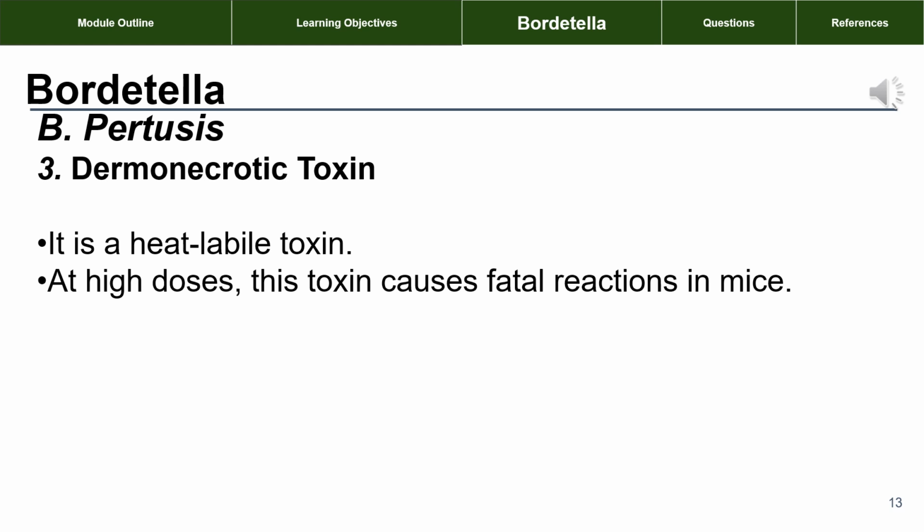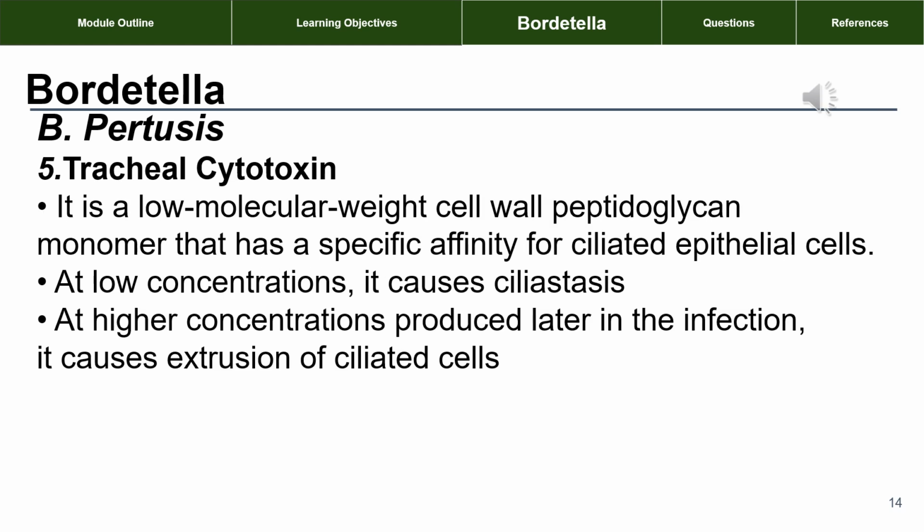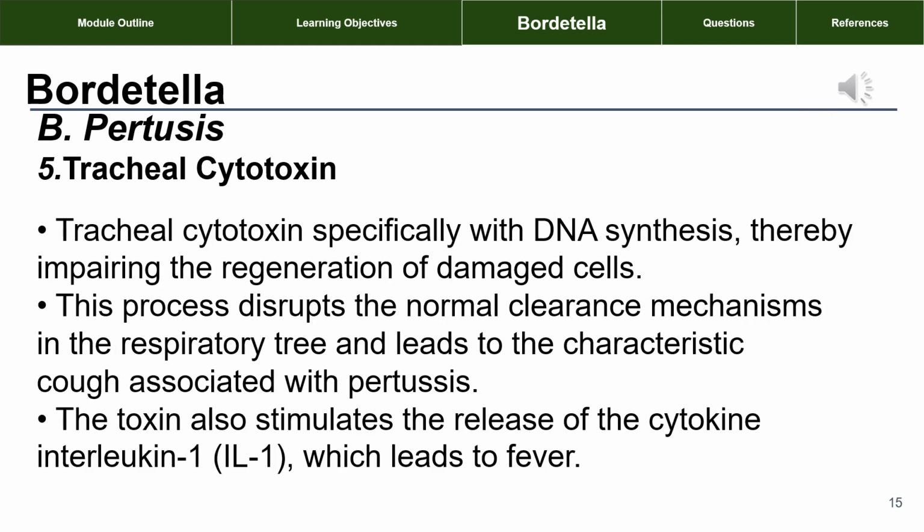So we have your dermonecrotic toxin. So it is heat labile. At high doses, this toxin causes fatal reactions in mice. We also have your tracheal cytotoxin. This is a low molecular weight cell wall peptidoglycan that has a specific affinity for ciliated epithelial cells. So at low concentrations, it causes your ciliostasis. At high concentration, it causes extrusion of ciliated cells. So the tracheal cytotoxin disrupts the normal clearance mechanisms in the respiratory tree and leads to the characteristic cough associated with pertussis. So the toxin also stimulates the release of the cytokine interleukin 1, which leads to fever.